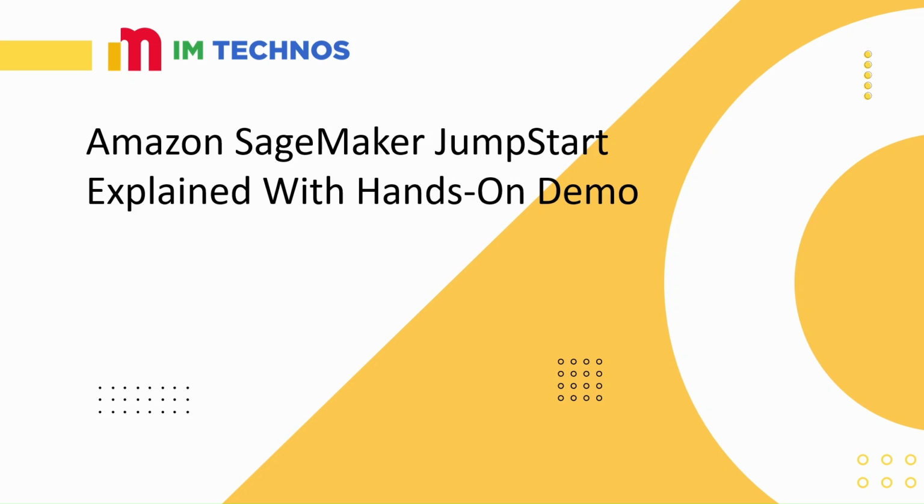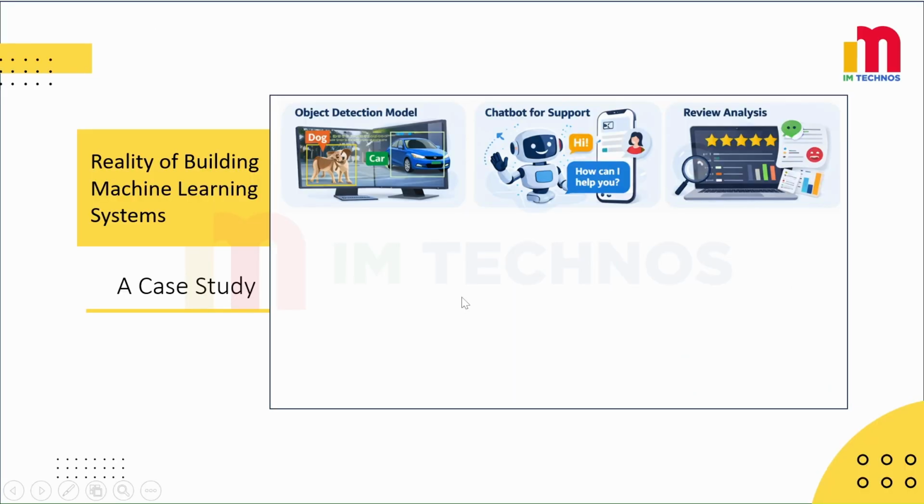In today's video, we are going to learn about Amazon SageMaker JumpStart, and we'll also walk through a simple hands-on demo to see how it works in practice. Let me start with a simple situation. Imagine you want to build an AI application, for example, a model that detects objects in images, or a chatbot for customer support, or even a system that analyzes customer reviews.